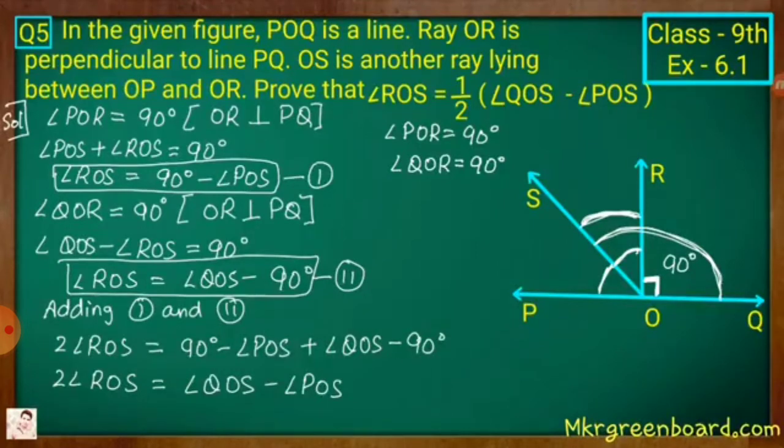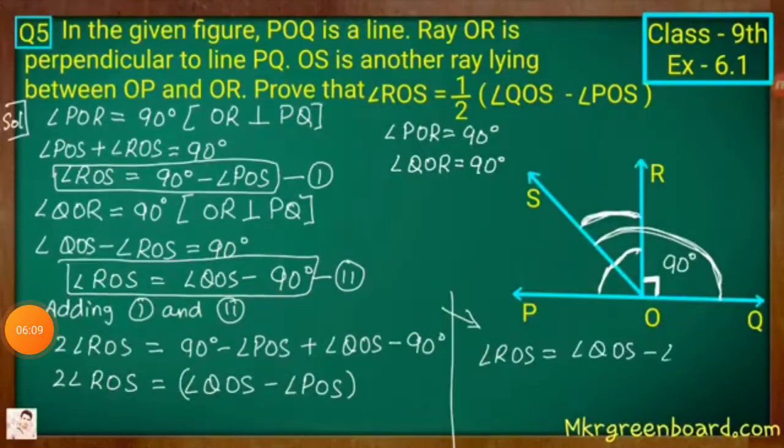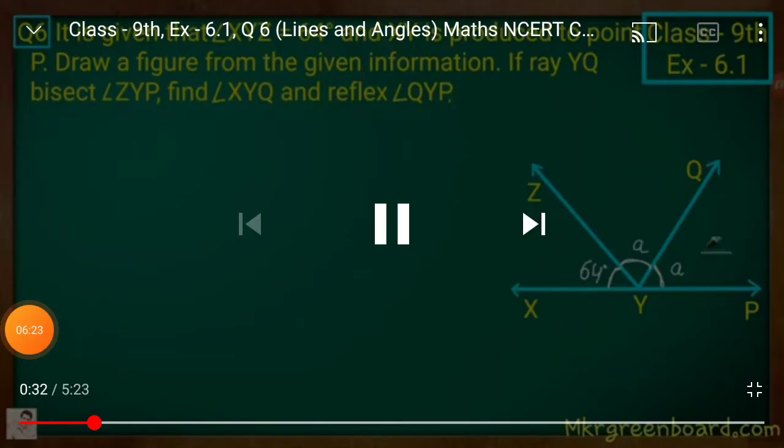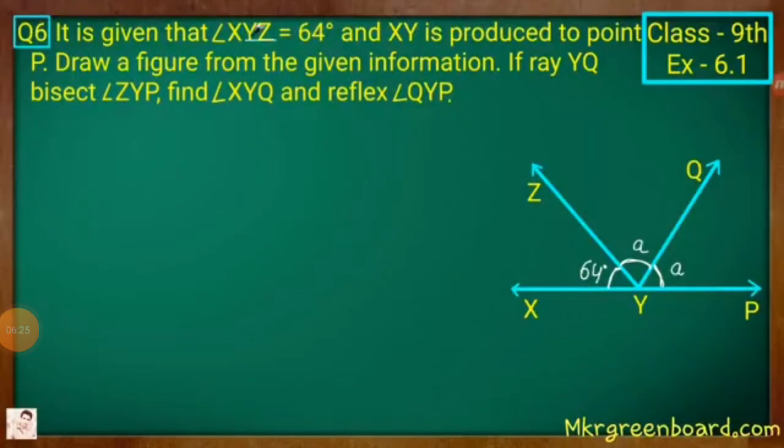Therefore angle ROS equals, 2 we need to send that side. Here multiplication is there, that side going means division. Angle ROS equals 1 by 2 into angle QOS minus angle POS. Yes, we got this answer. Hence we proved. Okay, continue the exercise. Next question.